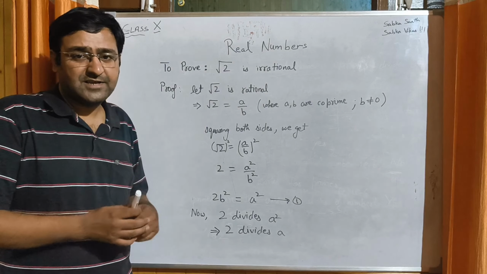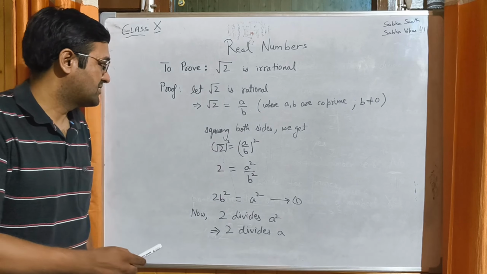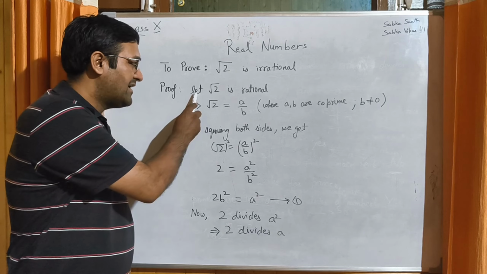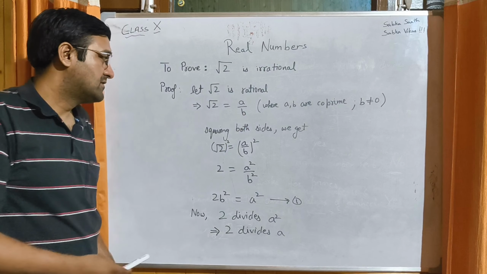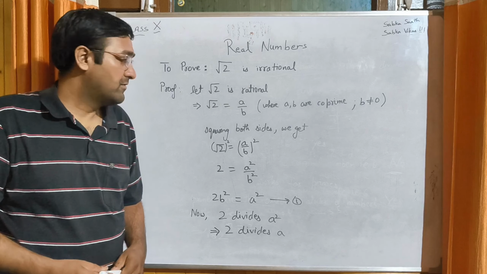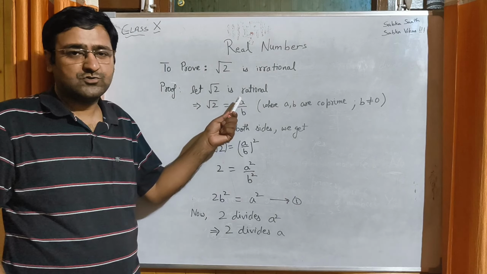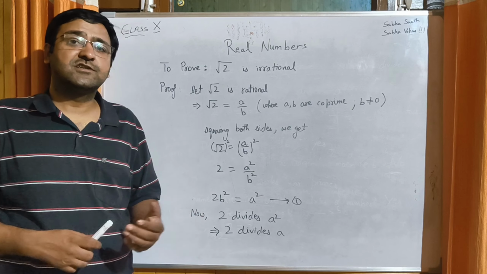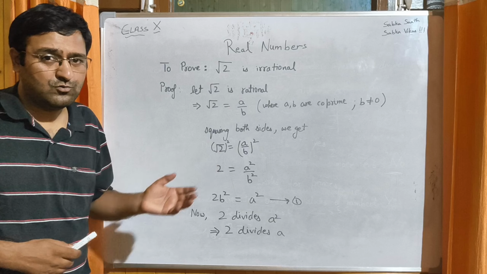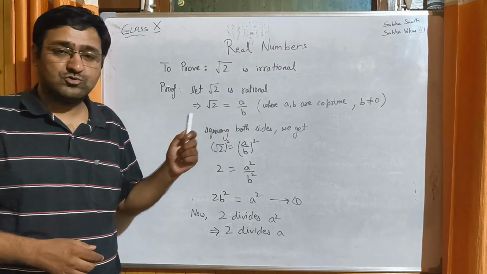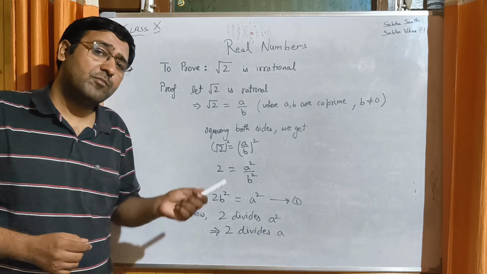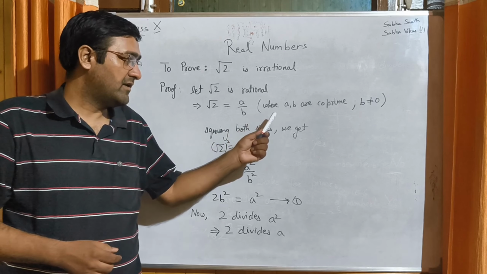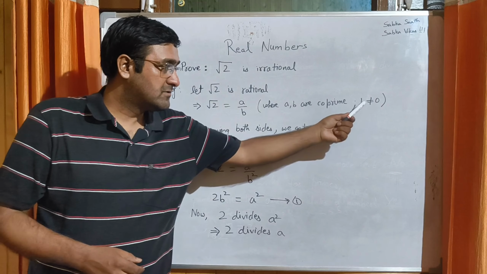So as I already told you, we are going to prove by the method of contradiction. So I'm going to let the opposite of what we have to prove be true. So let under root 2 be rational. So by the definition of a rational number, we can write under root 2 equals a upon b. Because as we have studied earlier, a rational number can be written in the form of p upon q. But there is a very important thing that q should not be equal to 0. That means the denominator should not be equal to 0. So we have written here a upon b, where a, b are co-prime, but b is not equal to 0.